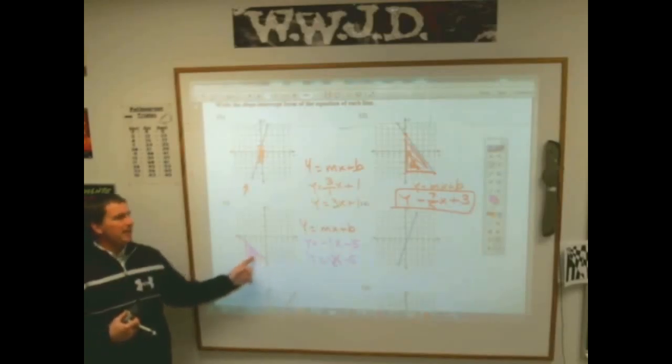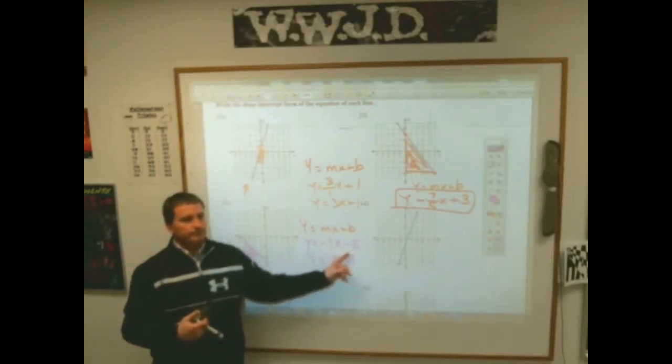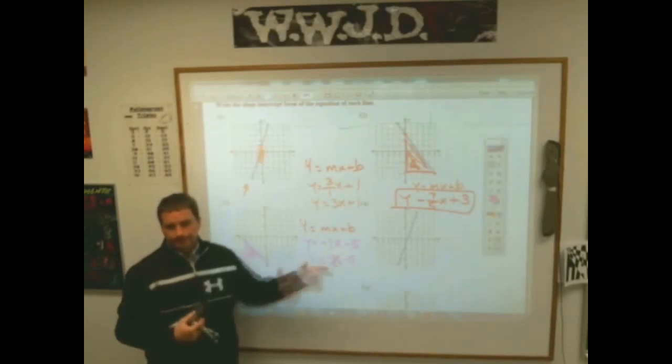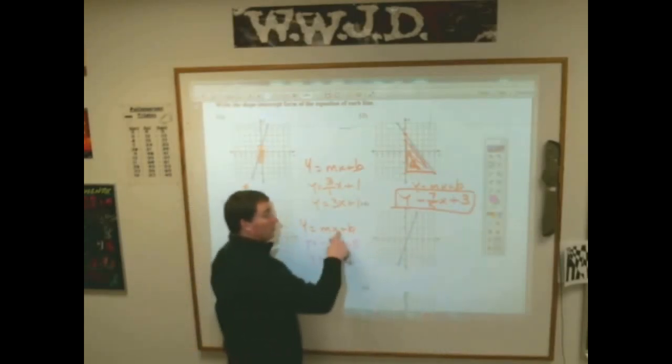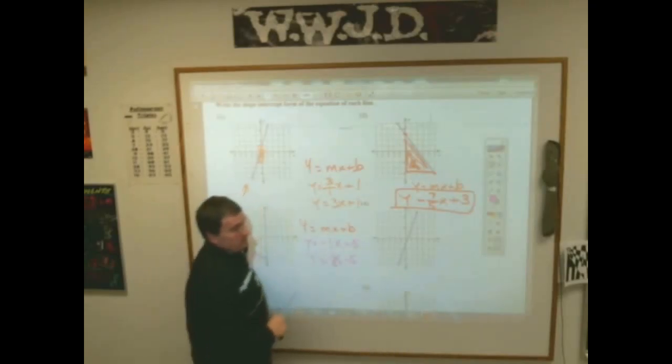And by the way, when will you not have a number over here? Every now and then you won't have a number over there. That means the line crosses the y-axis where? It means the line would have to go through the origin. If the line goes through the origin, there won't necessarily have to be a b. You could put +0 if you want, but the book won't.